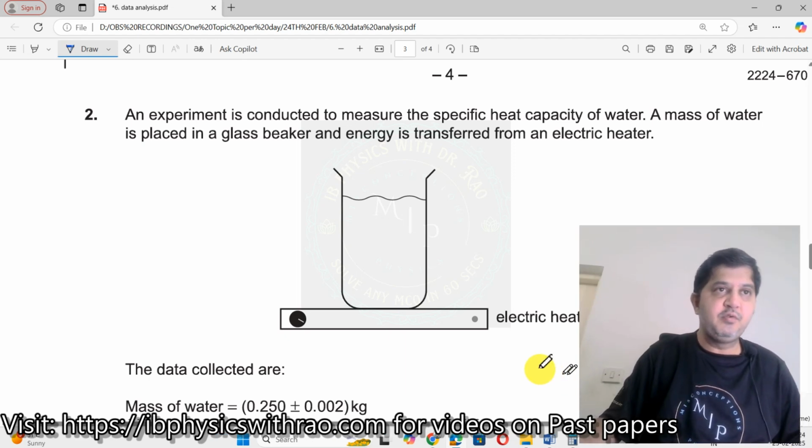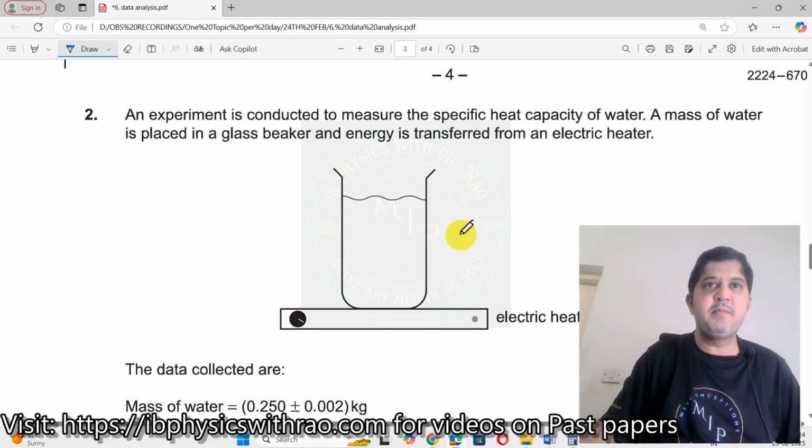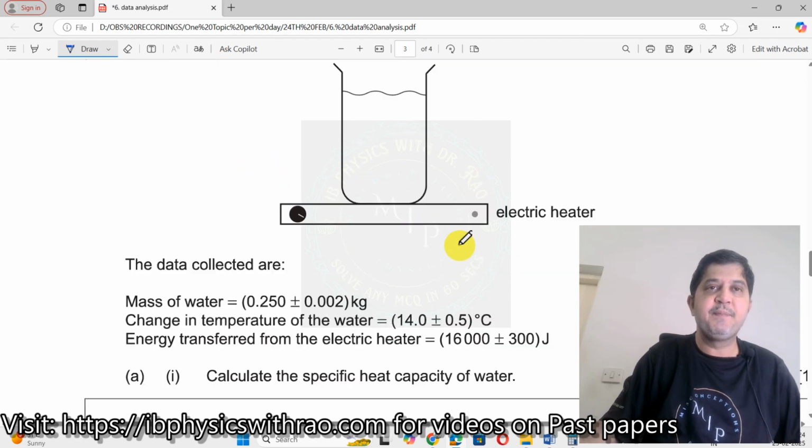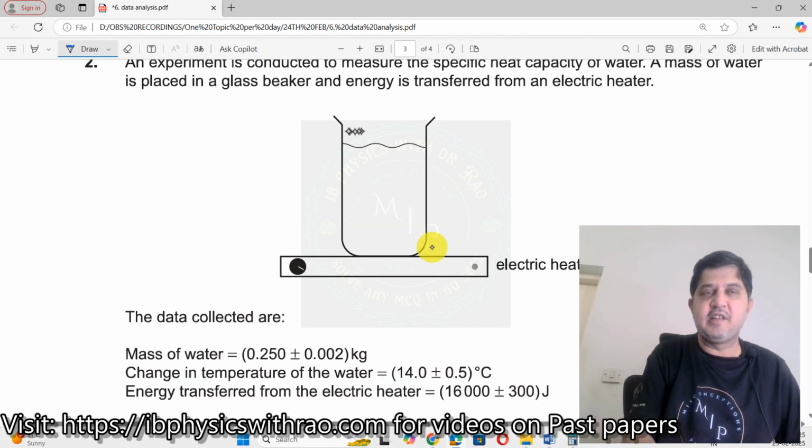Okay, question number 2, data analysis part. An experiment is conducted to measure the specific heat capacity of water. A mass of water is placed in a glass beaker and energy is transferred from an electric heater. You have a beaker, and it is seen to be open. There is no lid over here, and there is some water, there is a heater here.